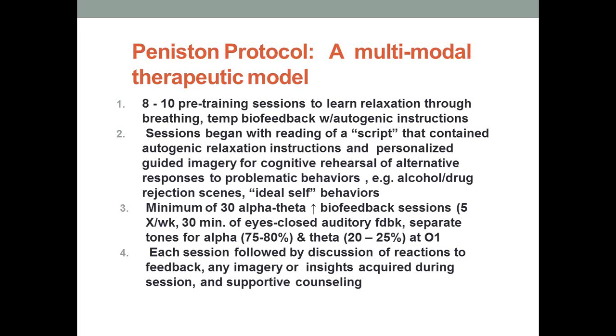Do a minimum of 30 alpha theta biofeedback sessions, 5 times a week, 30 minutes each. These are eyes closed, auditory feedback, with separate tones for alpha and theta. 75% to 80% feedback on alpha and 20 to 25% feedback on theta. I personally will run about 40 to 45% on theta now. I think I get the idea from Bill Scott and the work he's done in alpha theta as well, but I like to run just a little higher on the theta. And Peniston was at O1 on that.